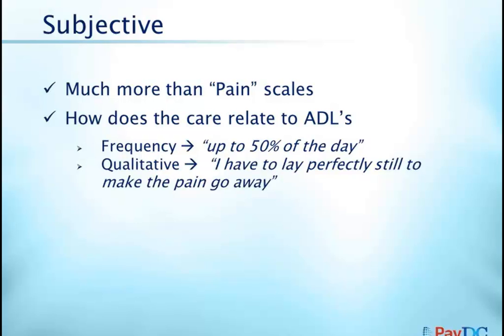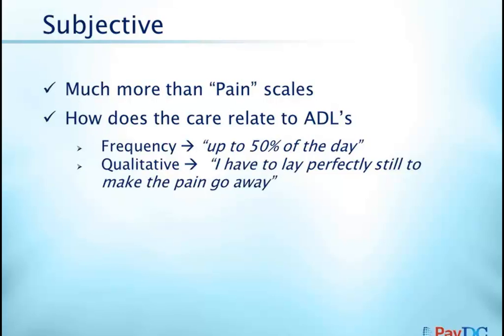How does the care relate to the patient's activities of daily living? When it comes to frequency, say up to 50% of the day it's bothering the patient. And then as they respond, their pain may stay the same, but instead of it bugging them 50% of the day, maybe it's 45%. Again, these are ways that you can measure, and if you are audited, you can point that out to a reviewer. So really important.